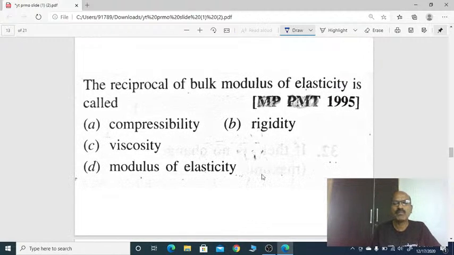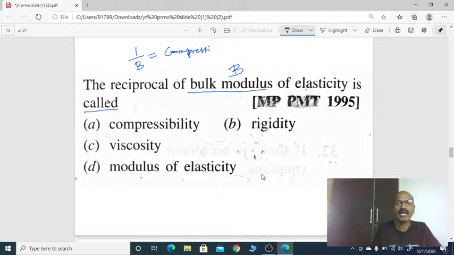The reciprocal of bulk modulus of elasticity is called. We know bulk modulus is nothing but capital B. The reciprocal of bulk modulus, 1 by B, is equal to compressibility. Keep in mind, right? The reciprocal of bulk modulus is compressibility. So option A is absolutely correct. The reciprocal of bulk modulus of elasticity is called compressibility. Yes, let us go for the next question.